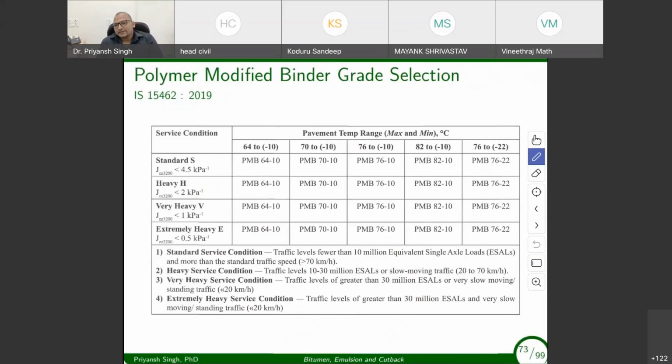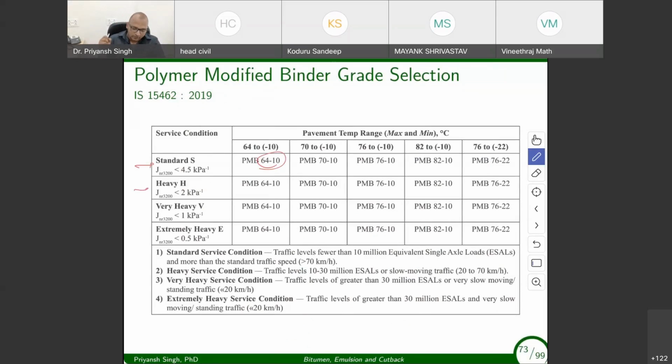Now, apart from this, what happens if you have done the test and determined your binder grading is this, but there is an effect of what type or what amount of traffic we have in that area?